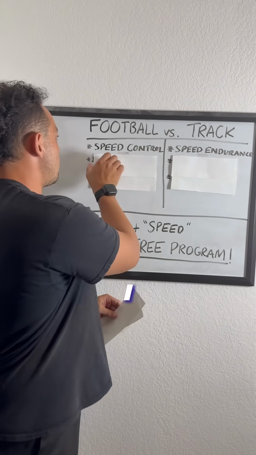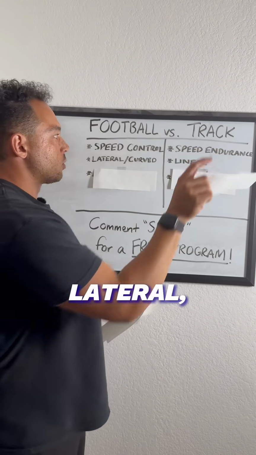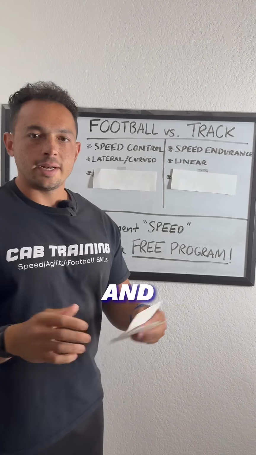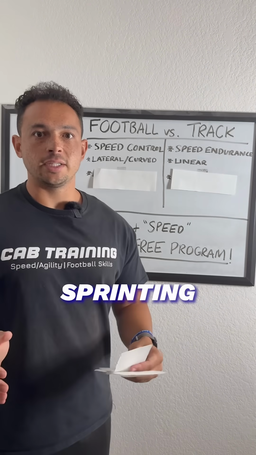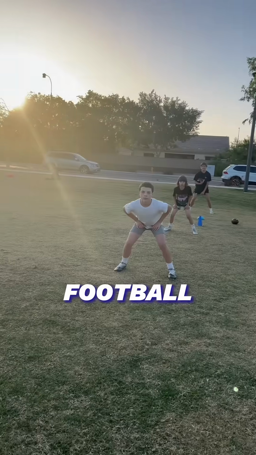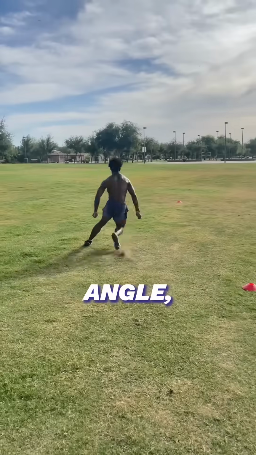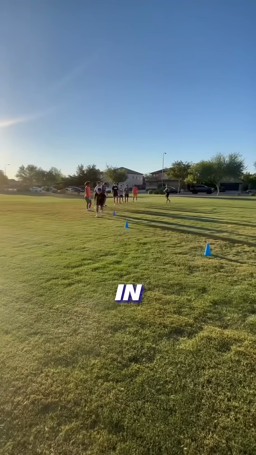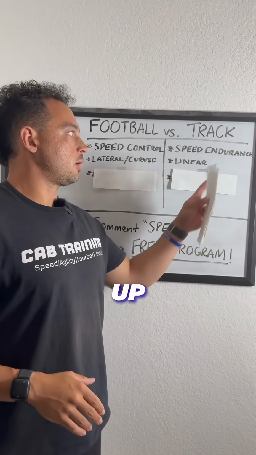The second difference I want to highlight is in football, we sprint in more of a lateral, curvilinear fashion and accelerate linearly, but in track, we're almost exclusively sprinting in a linear fashion. In football, we need to be able to crossover run at a 45-degree angle, change directions at a moment's notice in response to our environment, and run in a curvilinear way. For example, a defensive end getting around an offensive tackle. These are different ways of sprinting that are not going to show up in track.